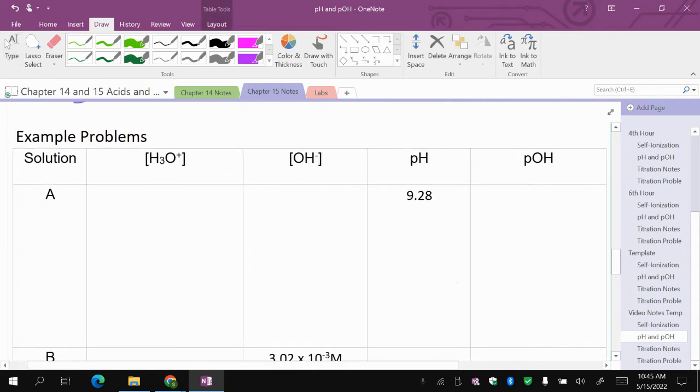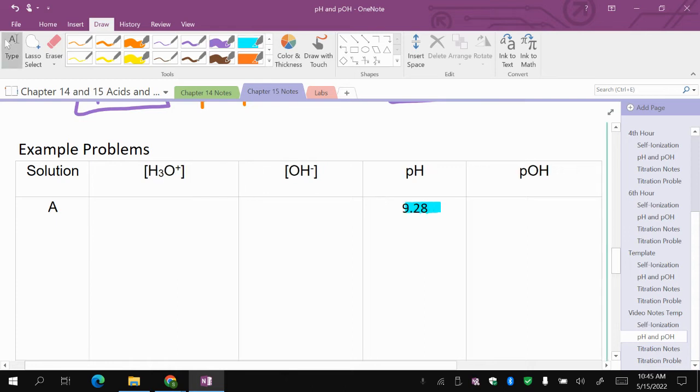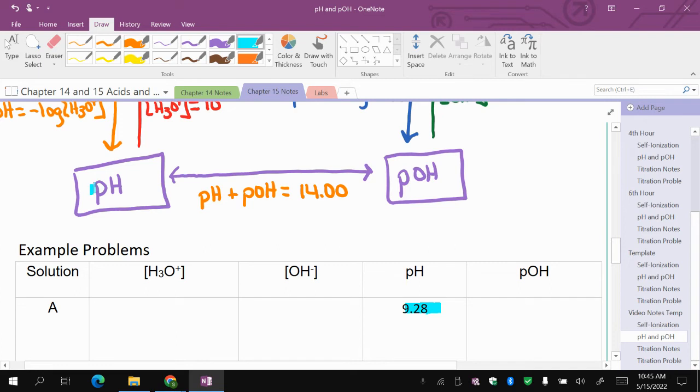In this example, we're going to do A together. I have a pH of 9.28. From that, I'm going to find the hydronium ion concentration, the hydroxide ion concentration, and the pOH. So I have a solution with a pH of 9.28. If I go back to my graphic organizer, my pH is 9.28, so I'm going to start here on my graphic organizer, and I'm going to go over and calculate pOH.